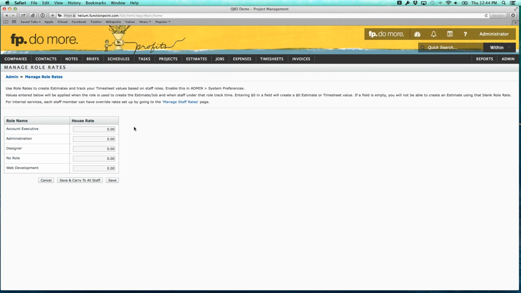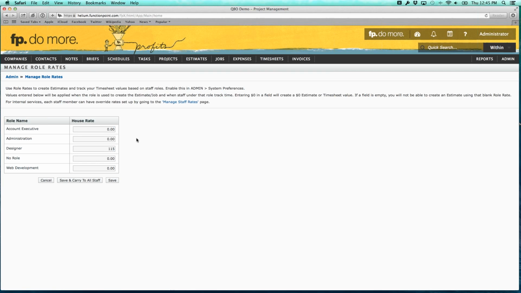Now, the roll rates in Function Point are used for one thing and one thing only, and that is estimating. They have no other impact on anything else in the system. They're used exclusively for estimating. I'm going to show you how that works. So if we don't need these, just leave it as blank. It's never going to come up unless you specifically go out of your way to add these into estimates and use their rates. But let's say that our roll rate for the designer was 115.